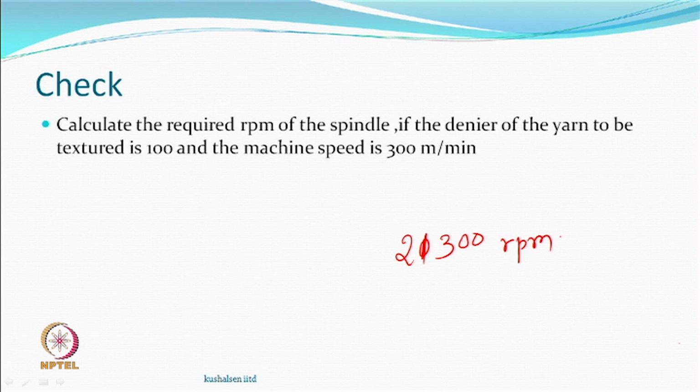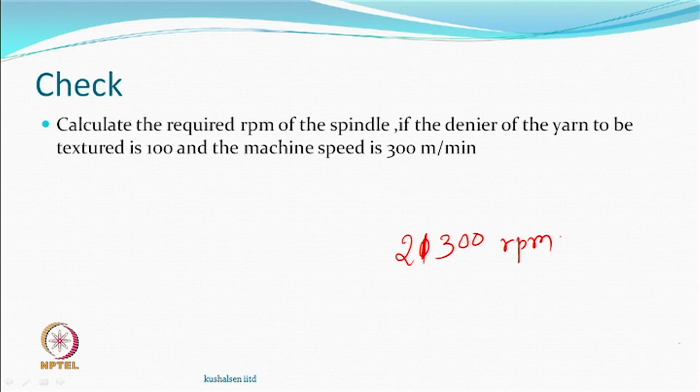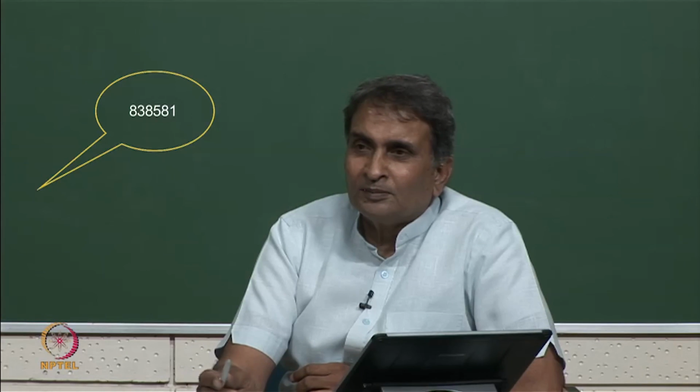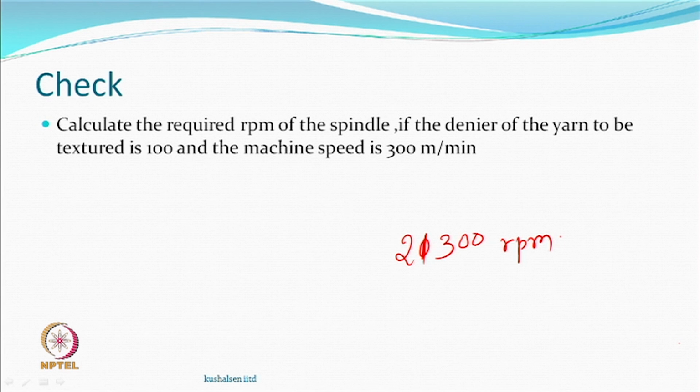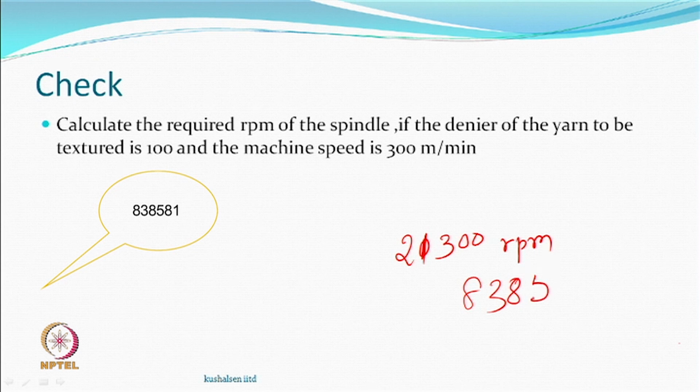Any other number? Any other number somebody is getting? You are using calculator, I believe. Yes? 838,533. Can you just again give me the number? 838,581. 838,582. And there is one more, so it's okay. Approximately 7. So how much is this approximately coming?